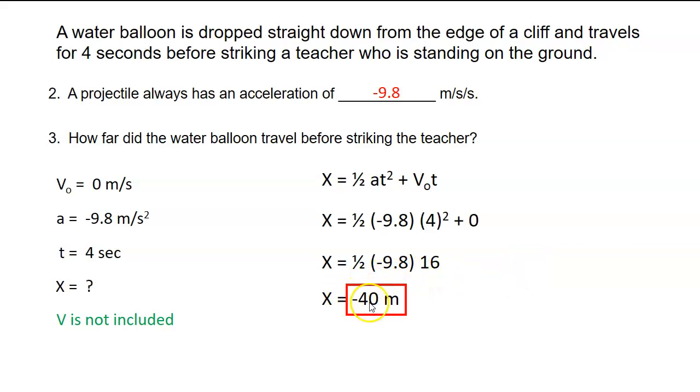So what does this mean, negative 40 meters? Well, it means that this object had a displacement in the downward direction. It had a displacement of negative 40 meters. So that means that this balloon, we could say traveled downward 40 meters, or we could say negative 40 meters.